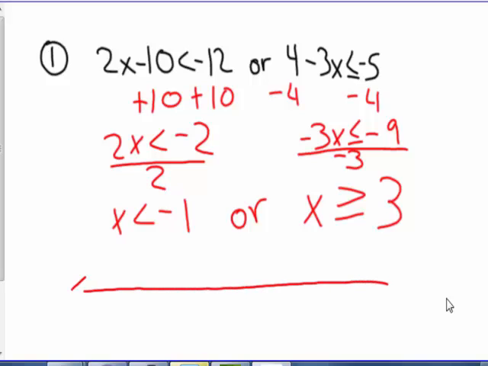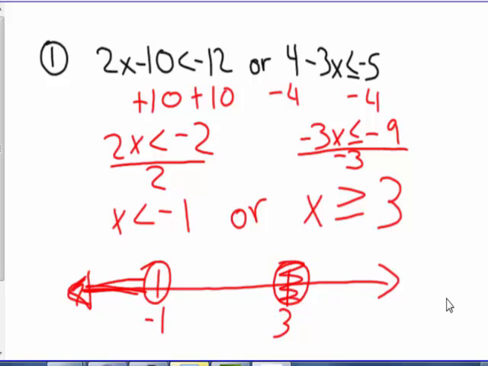If we look at the number line here, at negative 1 we have an open circle pointing to the left, so we shade that way. Then with the inequality on the right, here's 3, we have a closed circle because it's equal to, and we shade to the right because it points to the right. So the answer that looks like that would be B in number 1.